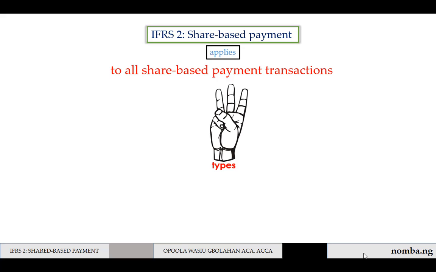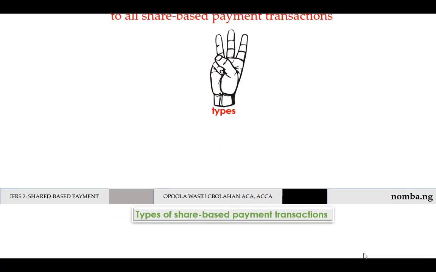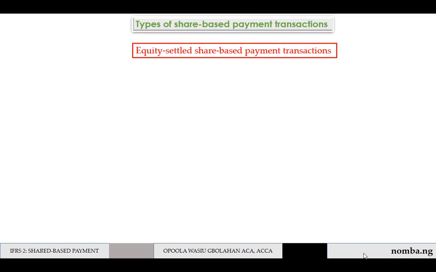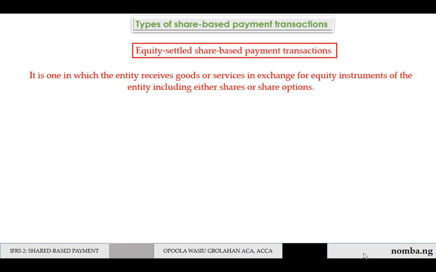There are three types, okay? One is equity-settled share-based payments. This equity-settled share-based payment transaction is one in which the entity receives goods or services in exchange for equity instruments of the entity, including either shares or share options.